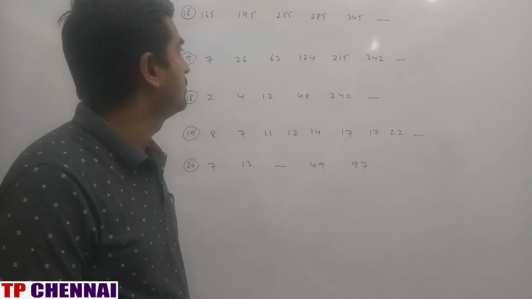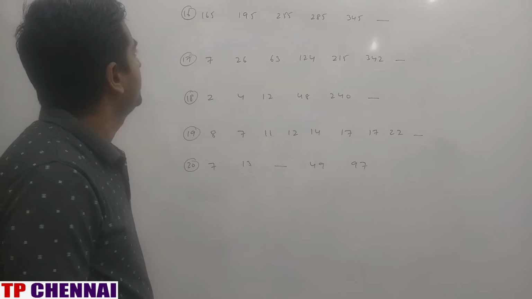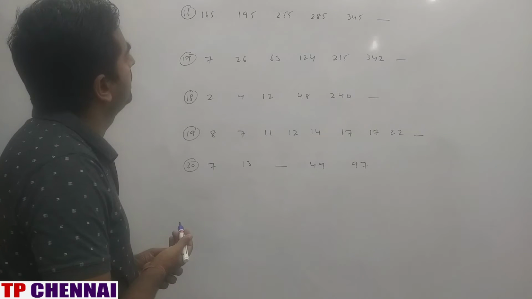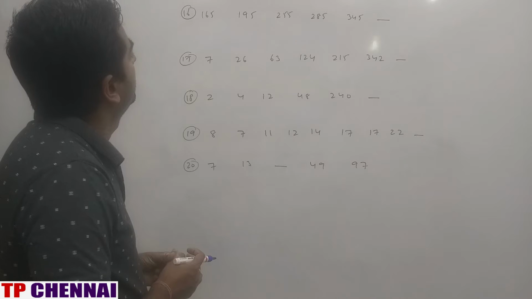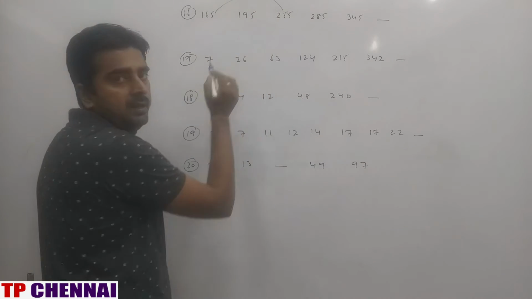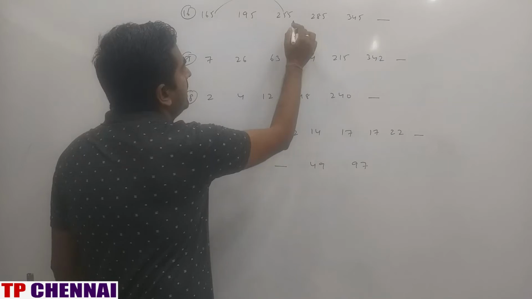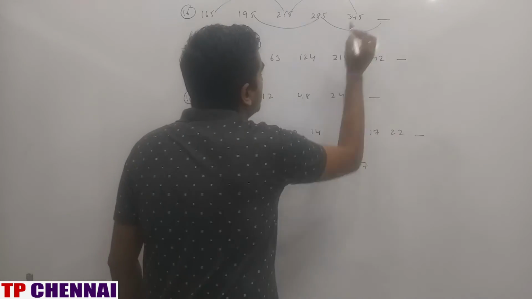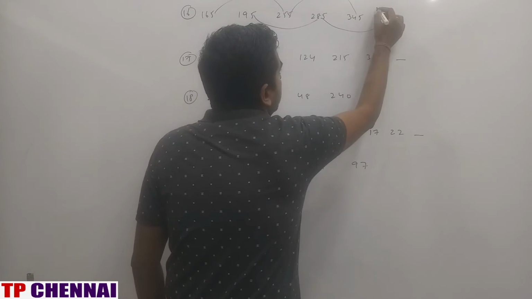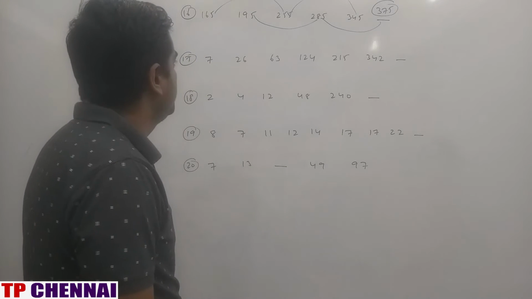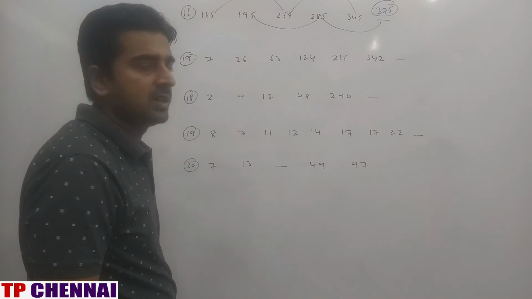Now we will see number series questions. First one, 165, 195, 255, 285, 345, dash. So when you see this, from here to here is an alternate series. A 90 gap is there here, and here also a 90 gap is there. So from 285, again a 90 gap should be there. So 285 plus 90 is 375.